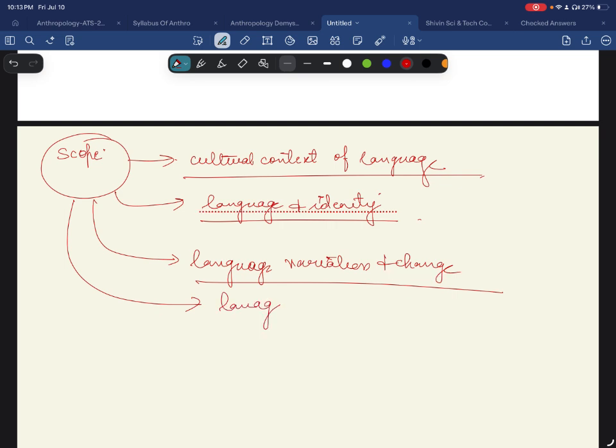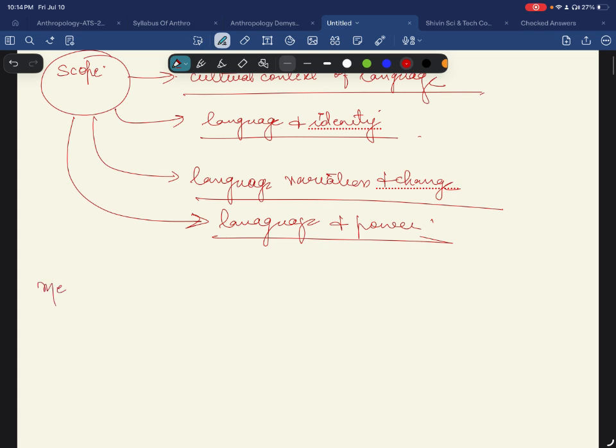Language and power. It examines how language acts as a tool of power. Let us suppose there is a common man and there is a politician, right? You'll see a difference in the tones, in the pitches of both the common man and the politician, right?